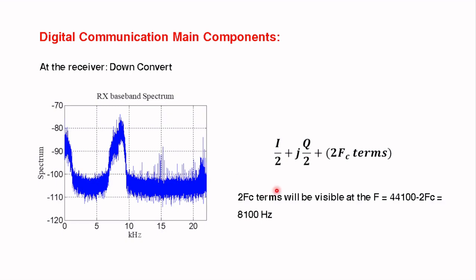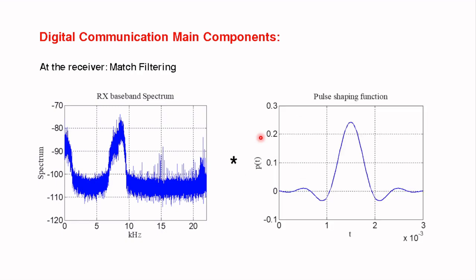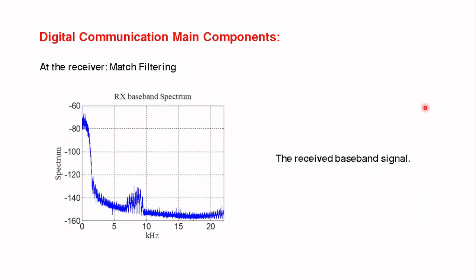And here we can see finally that we preserved the I and the Q components. This is the complex symbols that we started with at the transmitter, and we will do next the matched filtering. Matched filtering is done simply by convolving the received signal with the pulse shaping function, and we will get the following baseband signal. Here we can see that the interference is suppressed, and we only have the baseband signal, which consists of the I and the Q components we started with at the transmitter.